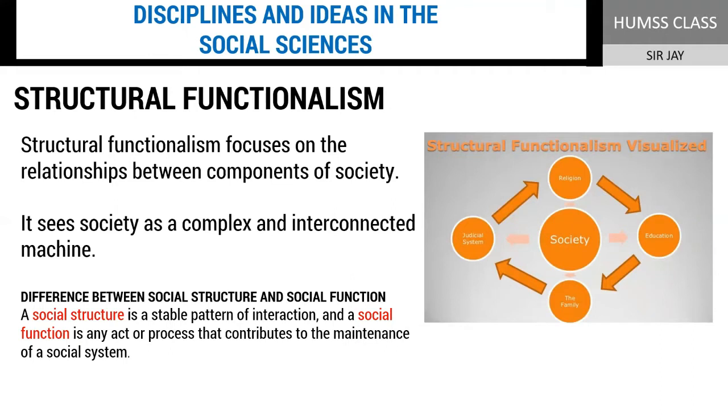That is why we could conclude that structural functionalism focuses on the relationships between components of society, and it sees society as a complex and interconnected machine. In studying structural functionalism, we have these concepts of social structure and social function. What is the difference between the two? A social structure is a stable pattern of interaction, while social function is any act or process that contributes to the maintenance of a social system. Are we clear?